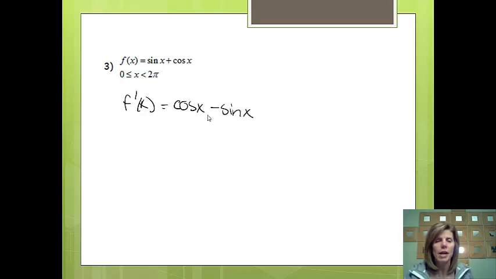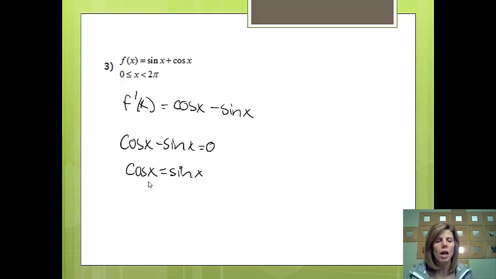And again, looking for critical numbers, we don't really have to worry about it being undefined because we don't have any fractions or square roots. So I will just take the derivative and set it equal to 0. And when I do that, that doesn't really help me. So I'm going to just try something. I'm going to add sine of x to both sides. So I'm going to get cosine of x is equal to sine of x.